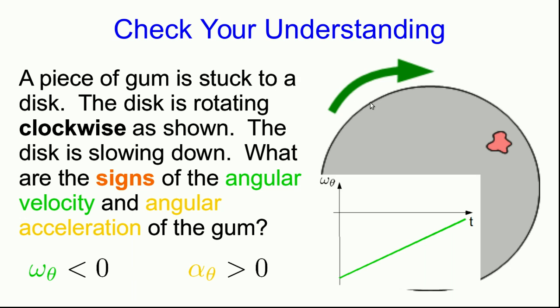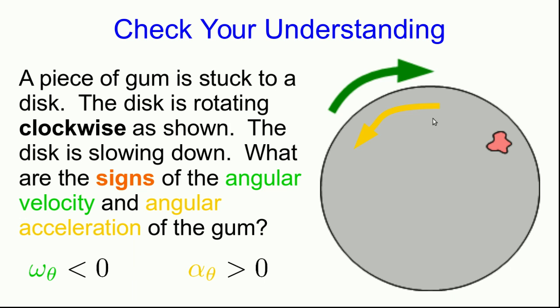And we know that when an acceleration is opposite in direction to a velocity, then an object slows down, and very similarly, if an angular acceleration is opposite in sense, or opposite in sign, to an angular velocity, then the object slows down. So the angular acceleration must be of opposite sign to the angular velocity, since this object is slowing down.